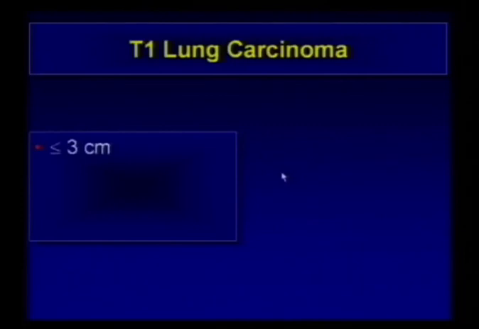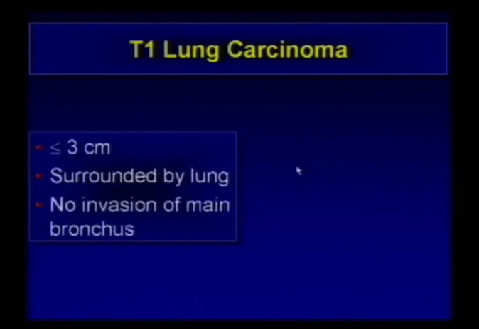So a T1 lung carcinoma can be up to 3 centimeters in size. It should be completely surrounded by lung. And there should be no invasion of a main bronchus. If you have any of these latter two features, it's not T1, it's going to be something else.